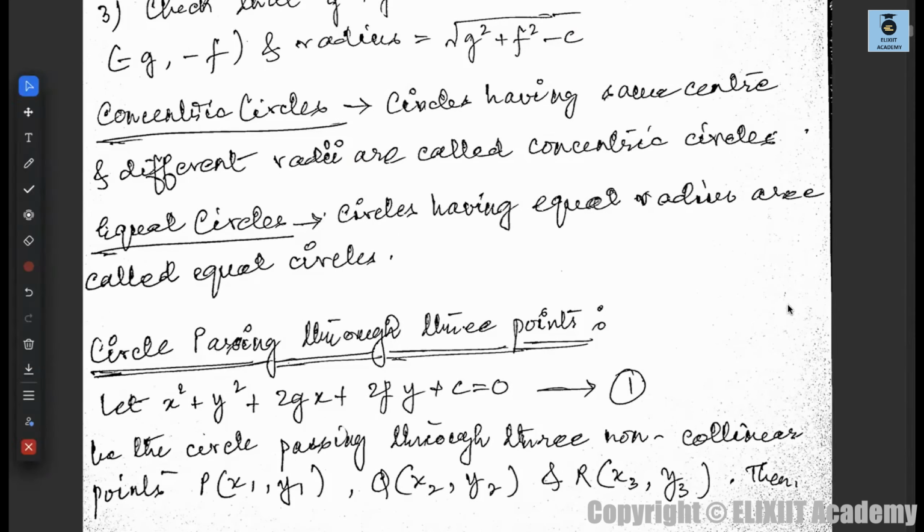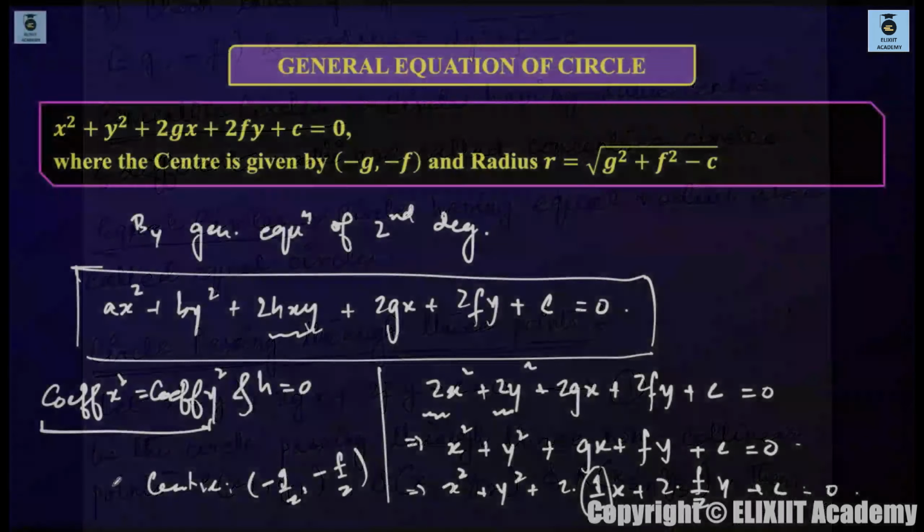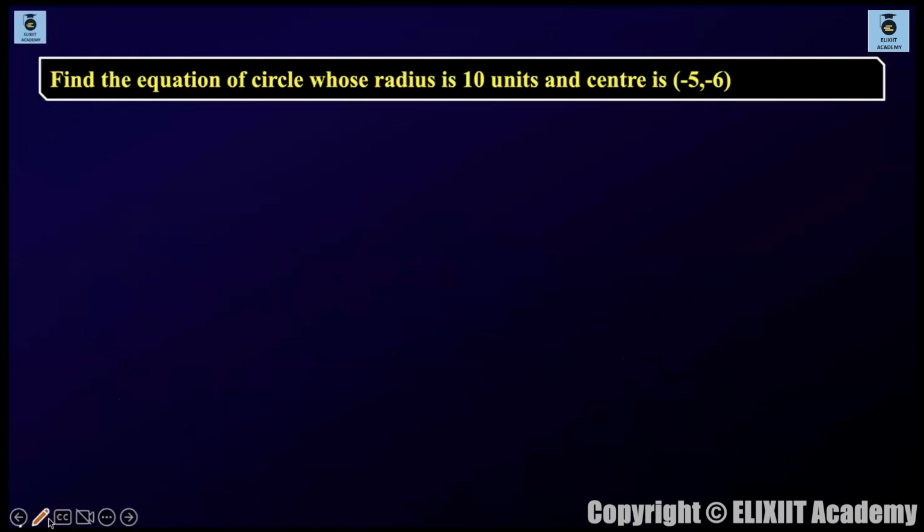Circles having equal radius are called equal circles. One small question. Find the equation of the circle whose radius is 10 units and center is minus 5, minus 6. All of you can do it. What is it? Minus of 5, minus minus 5. So (x plus 5) whole square plus (y plus 6) whole square is equal to radius r square. Now you simplify this, whatever is the answer.